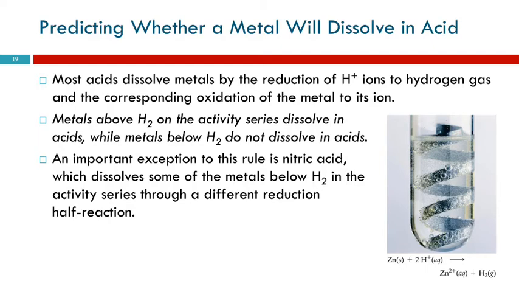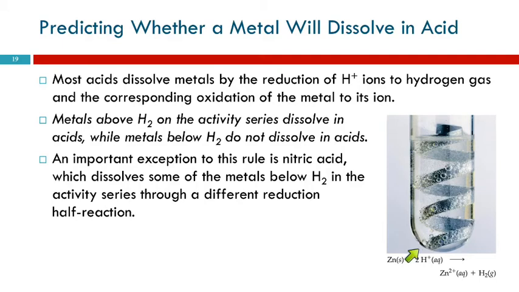We can predict if a metal will dissolve in acid by comparing it to hydrogen in the activity series. Metals above hydrogen will dissolve in acids, metals below will not. There's one important exception, and that's nitric acid. Nitric acid will dissolve some of the metals that are below hydrogen, because it does it through a different sort of half reaction. And so we're not going to worry about that.